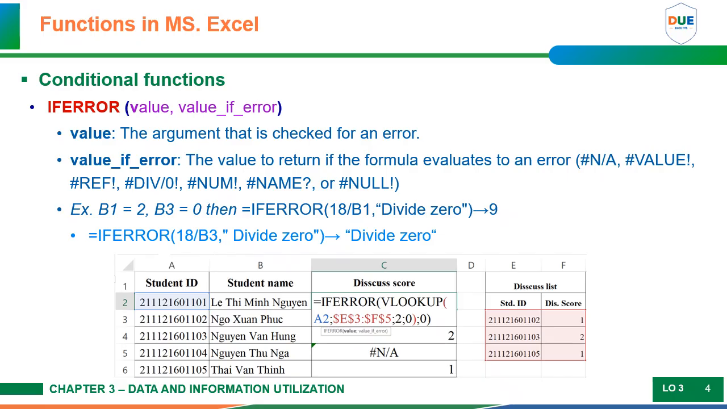The IFERROR function: if the expression executes normally, it returns the result. If an error occurs, it is replaced by the value if error. Example: B1 equals 6, B2 equals 0. IFERROR(18/B1, "Cannot divide by 0") returns 3. IFERROR(18/B2, "Cannot divide by 0") returns "Cannot divide by 0". Application: avoid displaying calculation errors, such as lookup or division errors.